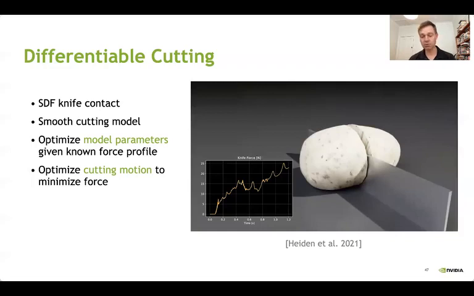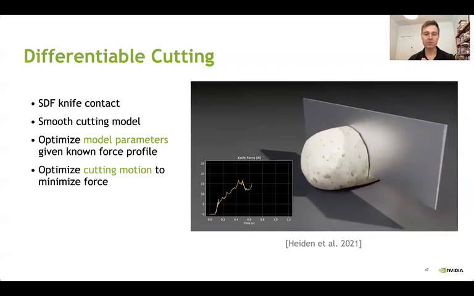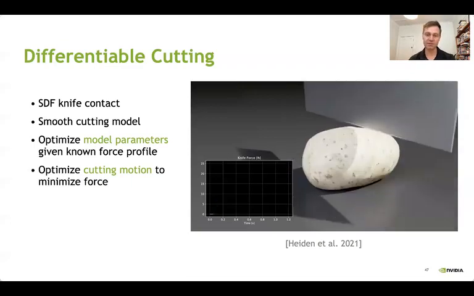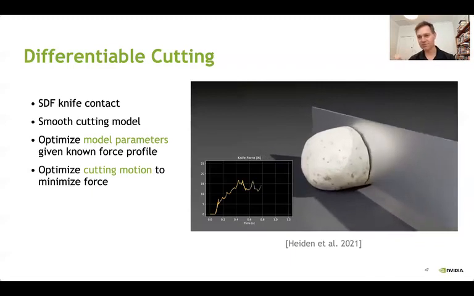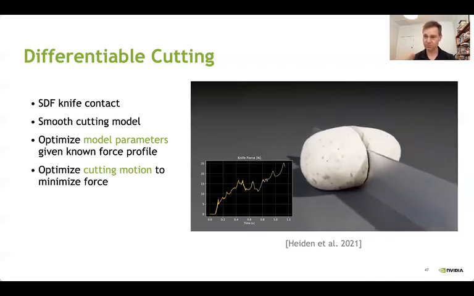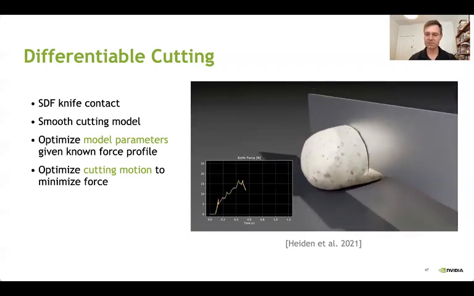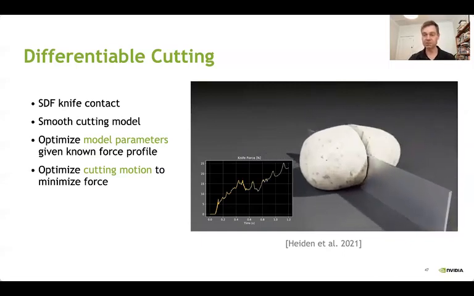Once we've matched our model to the captured data, we can also optimize the cutting motion to minimize the force required to cut through an object. The interesting thing here is that it actually gives rise to this sawing motion that you typically use when you're cutting in the kitchen. So I think this is just an example of the power of differentiability, not just for the parameter estimation side, but also for the control optimization.